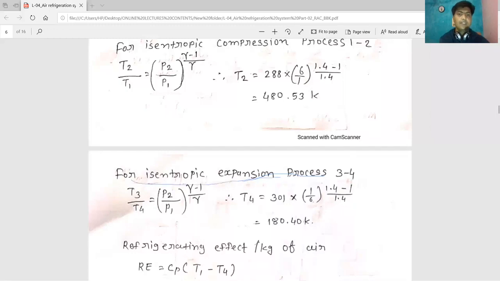For the isentropic expansion process 3 to 4, T3 by T4 equals P2 by P1 raised to gamma minus 1 by gamma. So T4 is equal to T3 into 1 by 6 raised to 1.4 minus 1 divided by 1.4. So the final T4 value is 180.40.